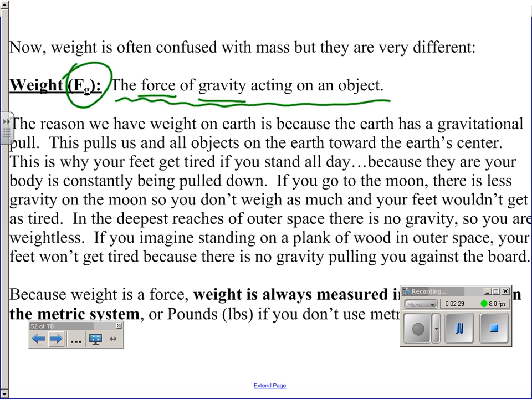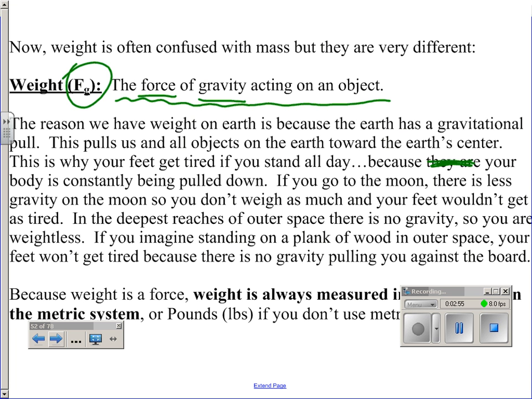So the reason that we have weight on Earth is because the Earth has a gravitational pull, right? This pulls us and all objects on the Earth towards the Earth's center. And this is why your feet get tired if you stand all day, because your body is constantly being pulled down. If you go to the moon, there's less gravity on the moon, so you don't weigh as much. And as a result, if you stood all day on the moon, your feet wouldn't get quite as tired.